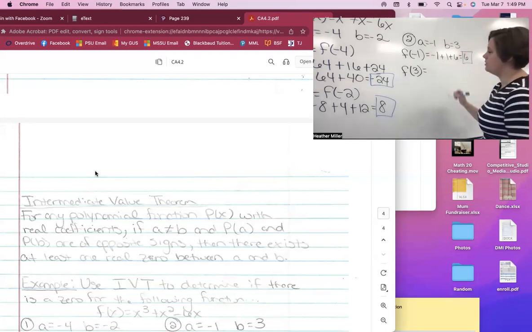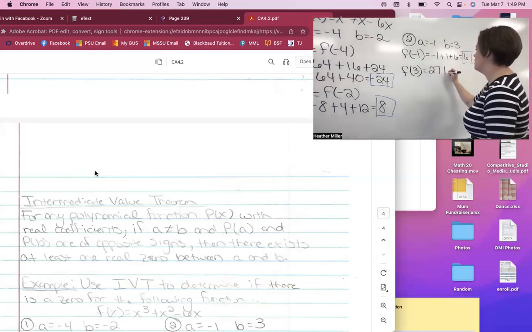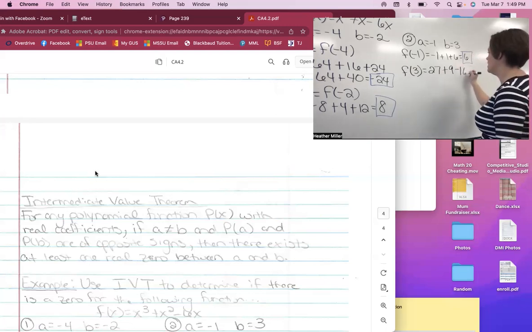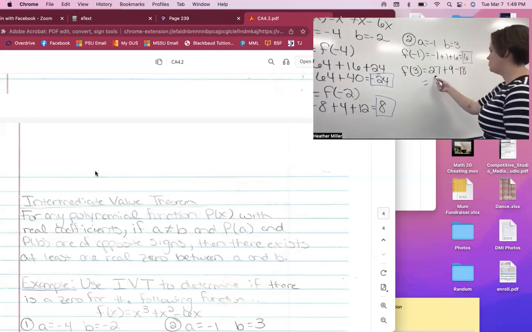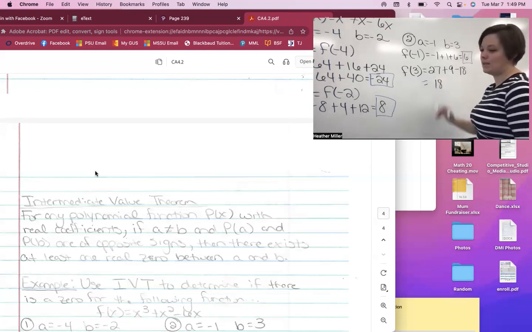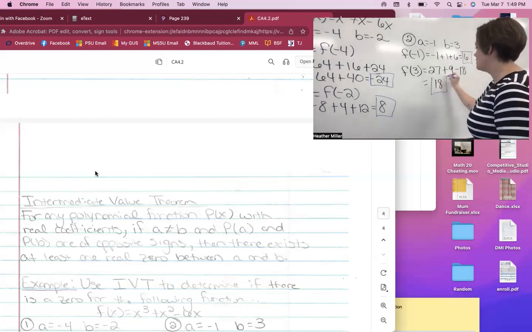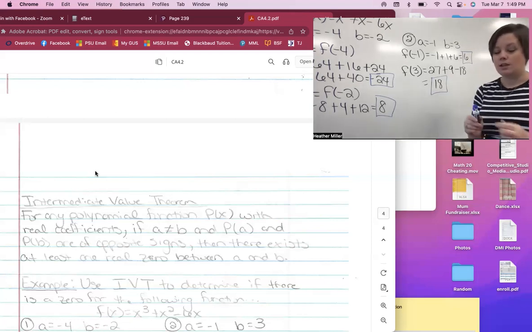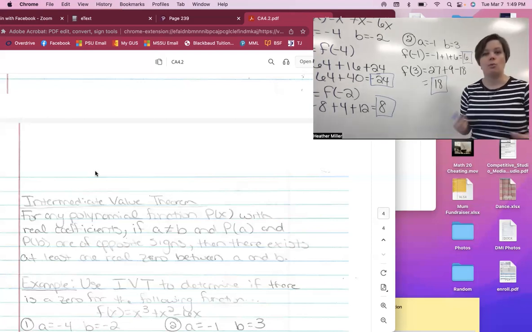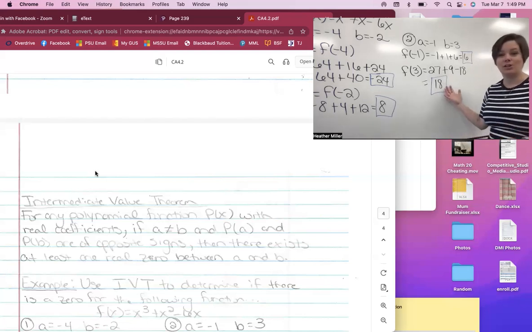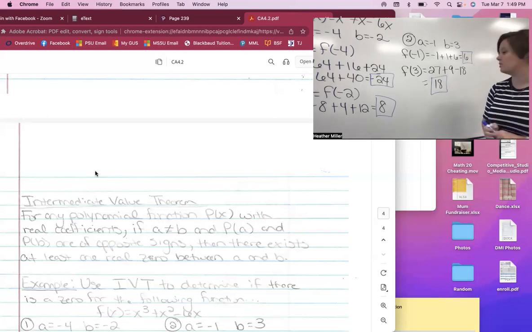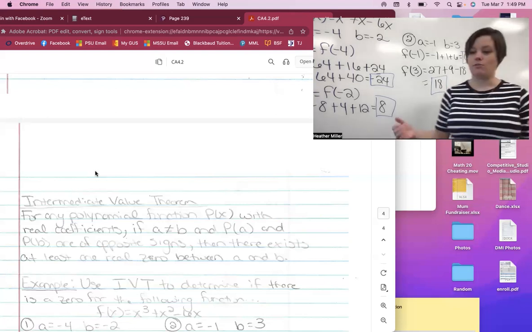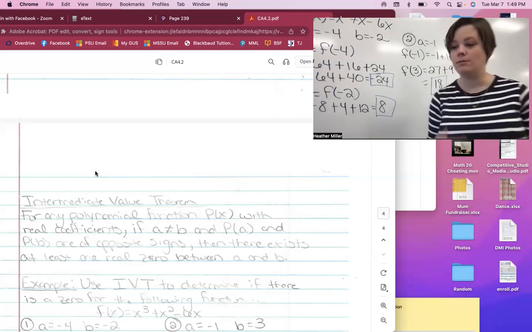So f of 3: 3 to the third power is 27. 3 squared is 9. Minus 6 times 3, which is 18. So this would be 36 minus 18, which is 18. Now, these have the same sign. So I cannot guarantee that there is a zero between these. Now, if I graphed it, I might be able to show whether there is or there isn't. But solely based on the intermediate value theorem, I can't tell you that there is a zero or there's not. And so I would say I cannot verify this at all. There could be, there might not be.